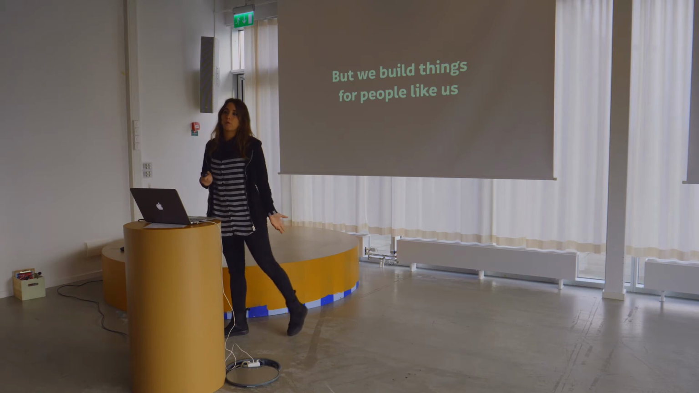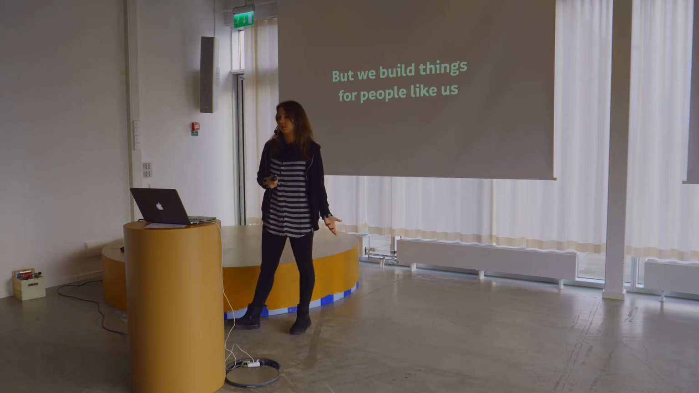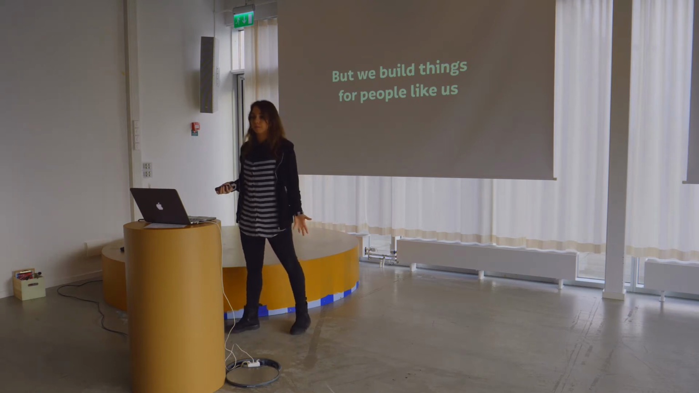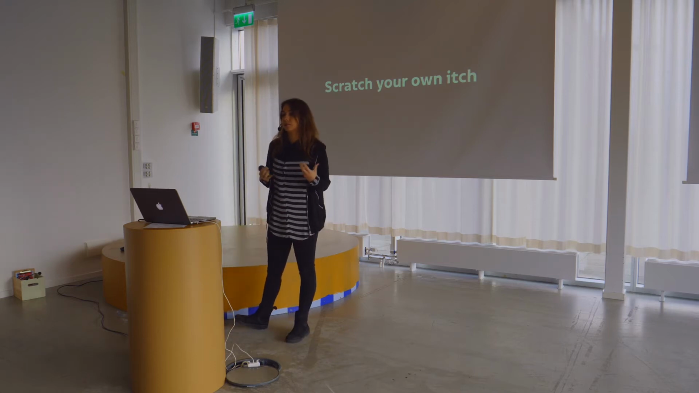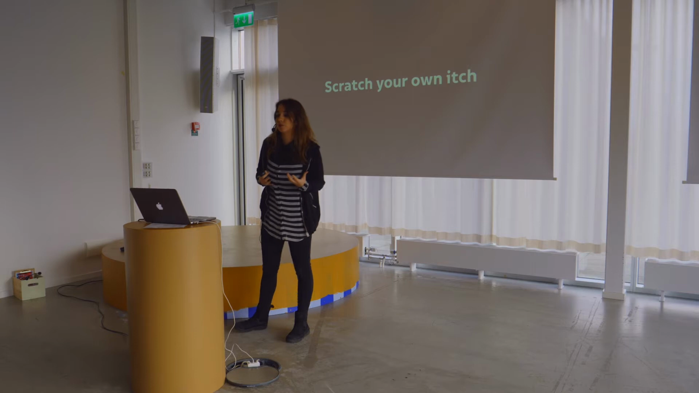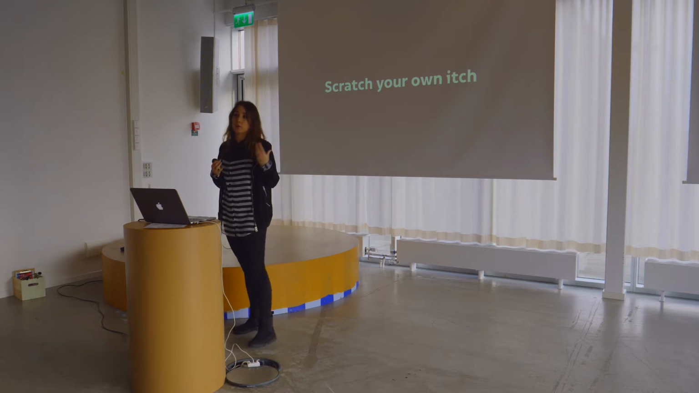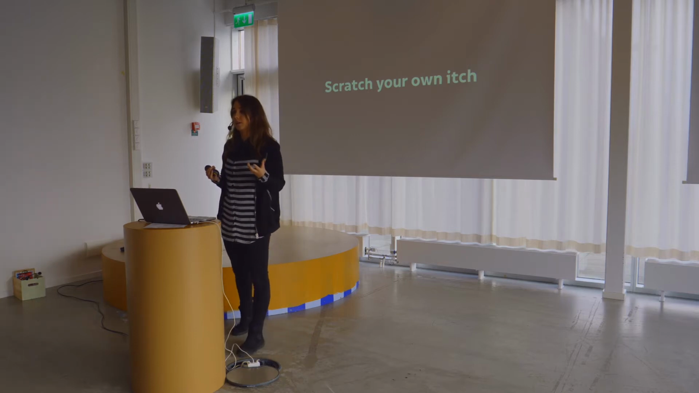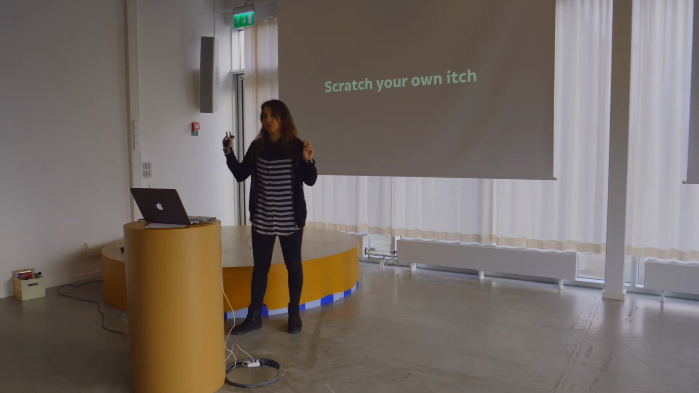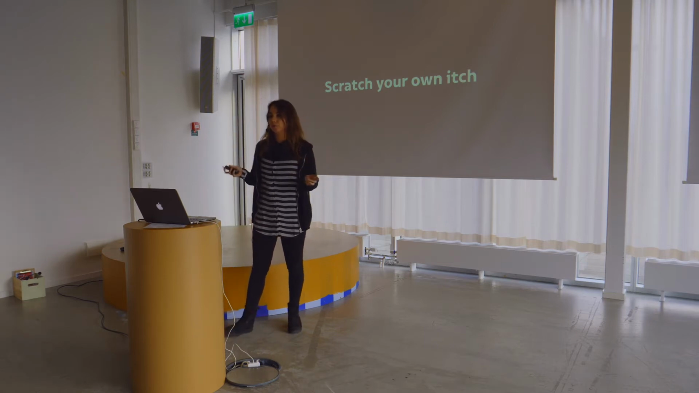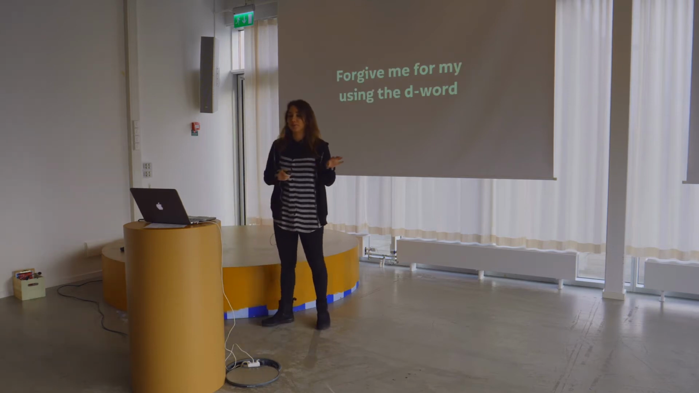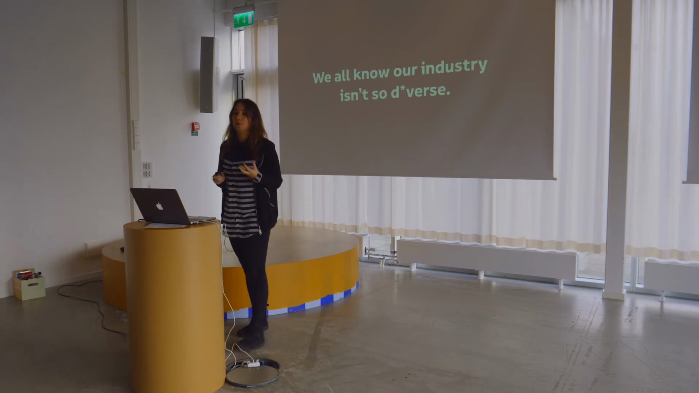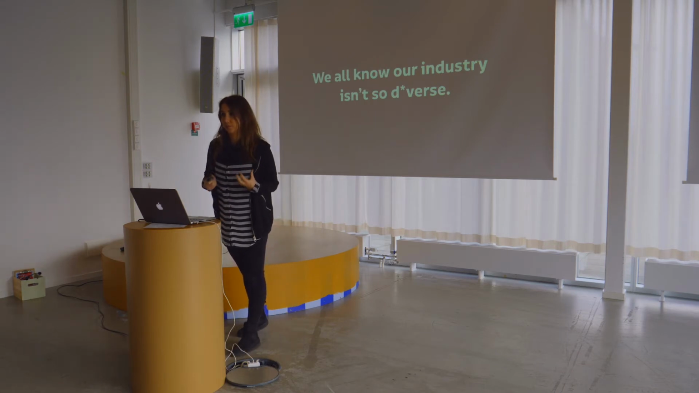The problem is that we often build things for people who are just like us, whoever we are. It's always easier to create products for people just like us because we understand the needs that those people have. That's why a lot of the very successful products in technology are built by people scratching their own itch or eating their own dog food. And so I have to, unfortunately, quickly say the D word in here. We all know that our industry isn't very diverse.